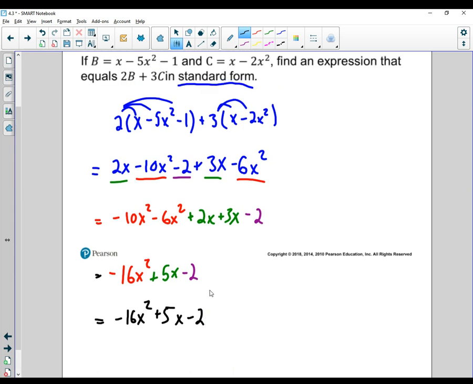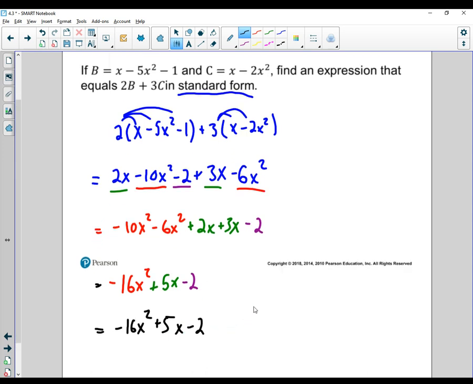And remember, standard form is just in descending order. So x squared is first, then x's, then constants, right? Always like that. And I kind of took care of that when I was combining like terms here, and I was looking for the highest degree first. I said, let me look for the highest degree, which I saw was the x squared. So I did the x squareds first, then I looked for the x's, then I looked for the constants. So I kind of built that into here, right?